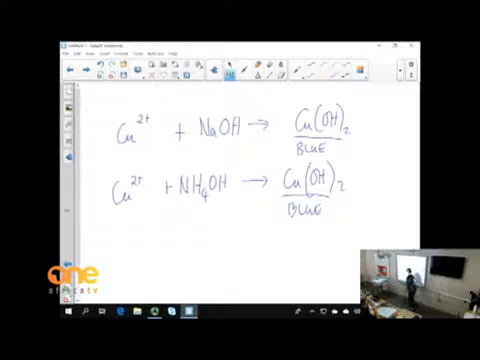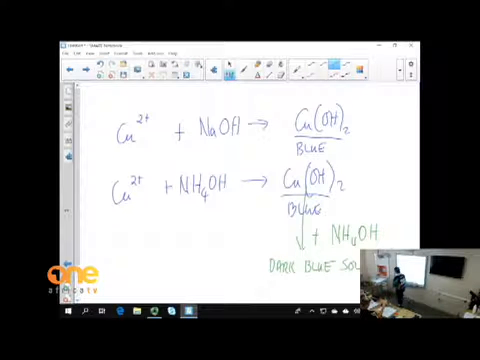But if I go and add excess ammonium hydroxide, when we did the cation tests, we said, what do we get? A deep, dark blue solution. Now this dark blue is due to the ammoniated complex ion.